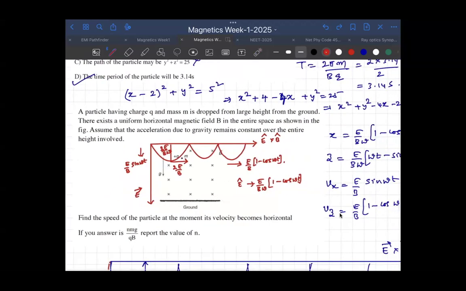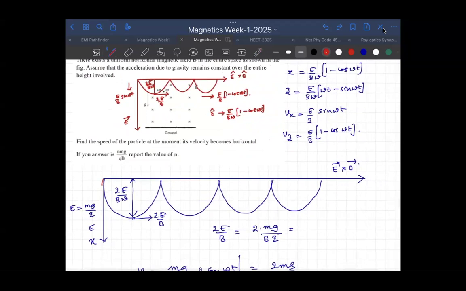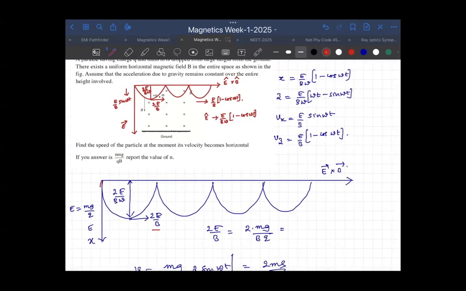So now this is the picture we have. Now you simply apply the conditions required. Find the speed of the particle at the moment its velocity becomes horizontal. Velocity becomes horizontal, it is 2E by B. But the problem is there is no E here. So in place of E, I will write mg by q. So 2mg by Bq. One simple step. Got the point? Right.